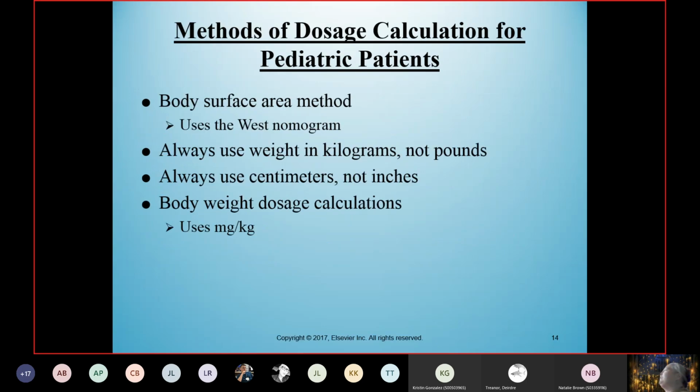So, methods for calculating dose for PEDS patients, sometimes you'll do the body surface area, which is the West nomogram. Honestly, this isn't used that much that I know of. I haven't used it, but I don't work in PEDS a lot. But I can ask Professor Nosek, who does PEDS. Always, always, always, when you're doing a child's weight, it will be in kilograms. So if you weigh them and you get it in pounds, you're going to have to convert it. It needs to be in kilograms. You're also generally going to use centimeters, not inches. And then body weight dose calculations, you're using milligrams per kilogram.